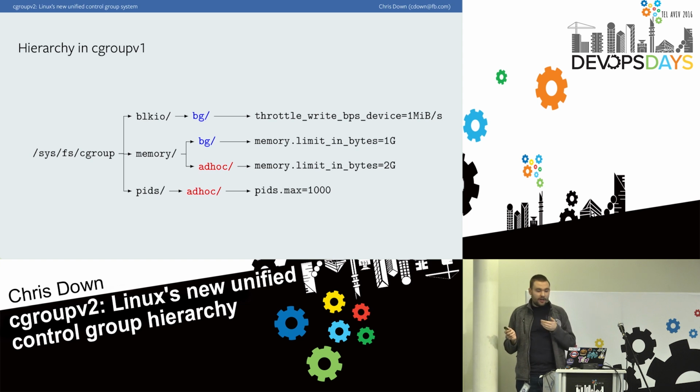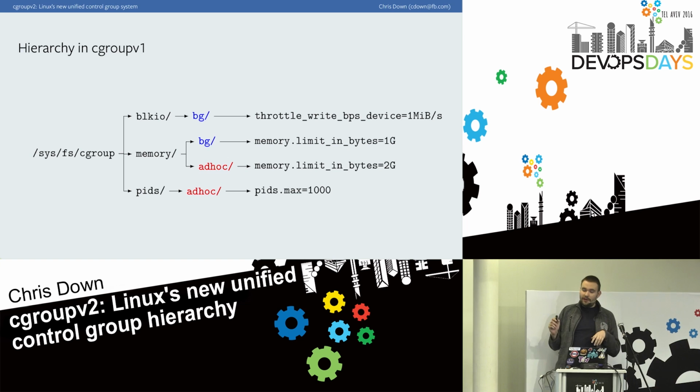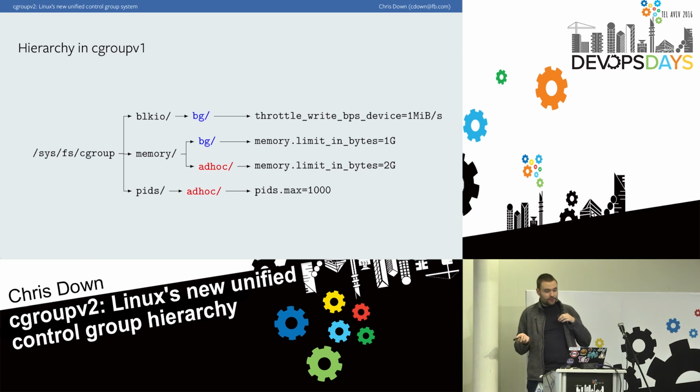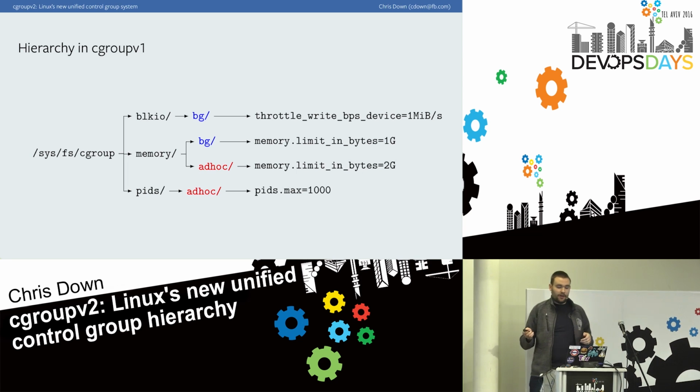It's important to note that from the kernel's perspective, even though it's a common way of using it, and even though cgroups across different resources may have the same name, they don't actually have any relation to each other from the kernel's perspective. This has some interesting implications, which I'll go into later. For example, here the adhoc group exists both in the memory and PID resources, but those two are unrelated from the kernel's perspective.